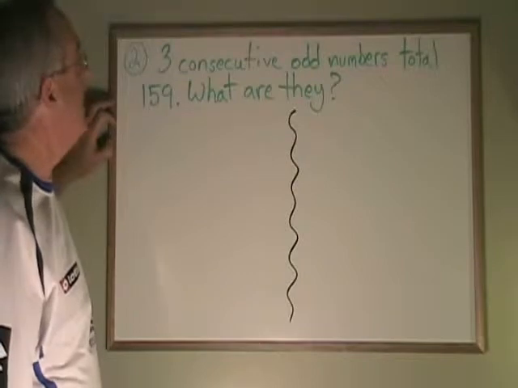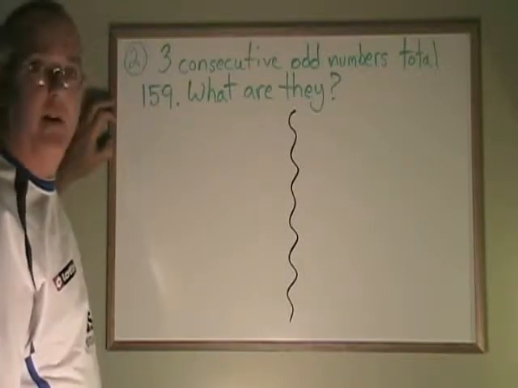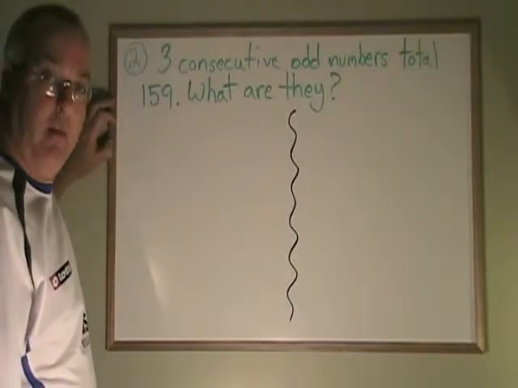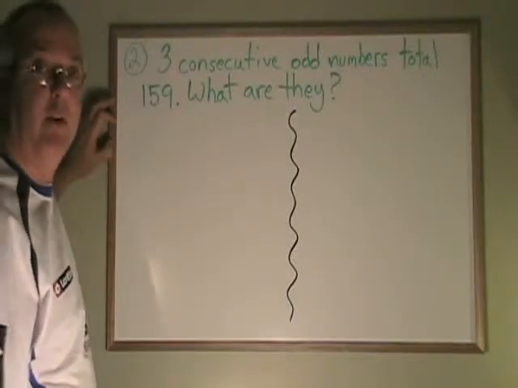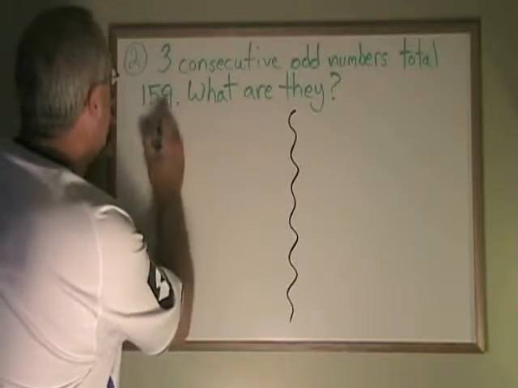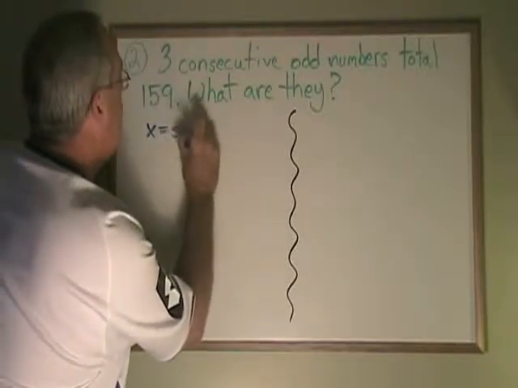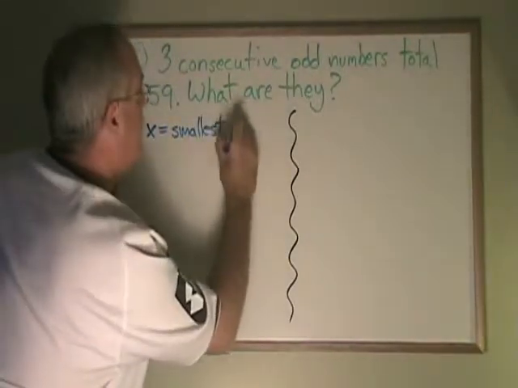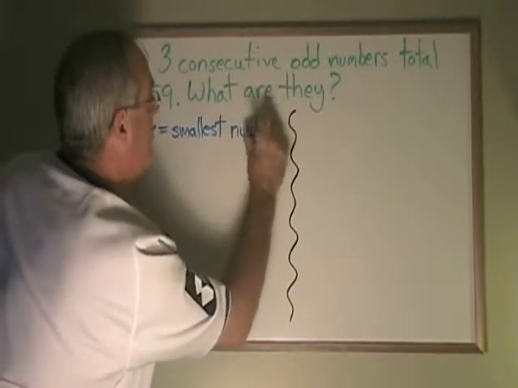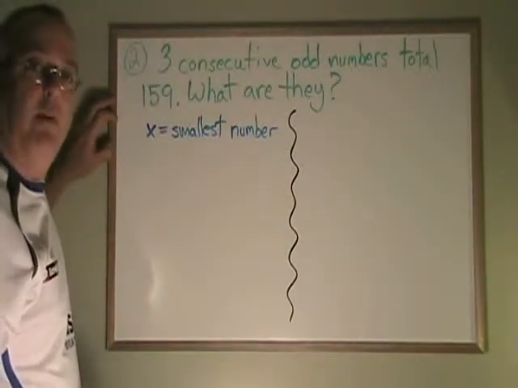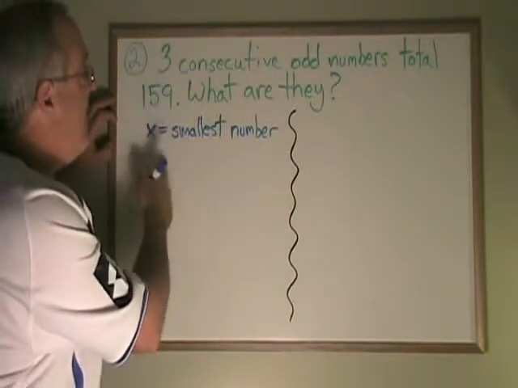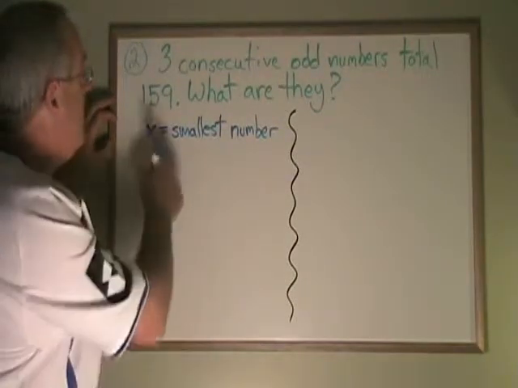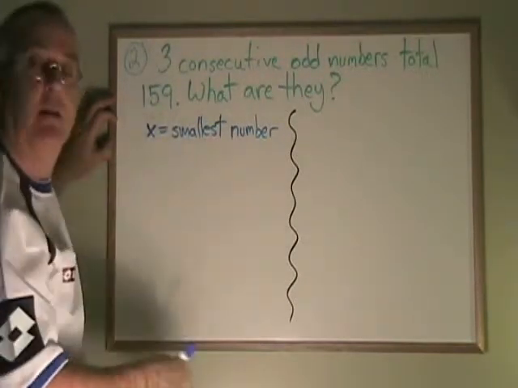In this second example, 3 consecutive odd numbers total 159. What are they? Step 1, if you'll remember, is define the variables. I'm going to make x equal to the smallest of the 3 numbers. When you have to define a variable to find more than one answer, a good idea is to always make x equal to the smallest of the answers.